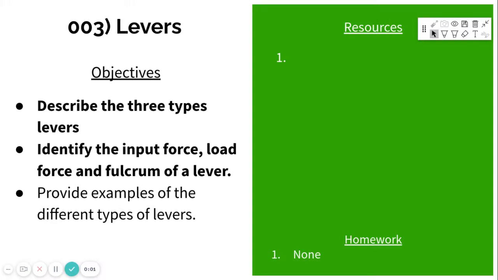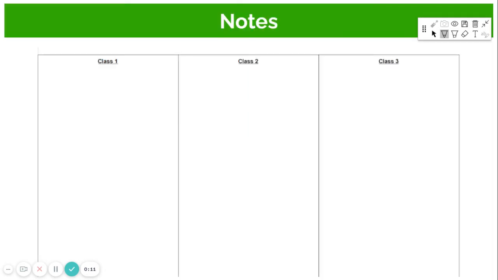All right, boys, so now we start our lesson on levers. In this lesson, I would like you to be able to describe the three types of levers and identify the input force, load force, and fulcrum on a lever. This is what your notes are going to look like.